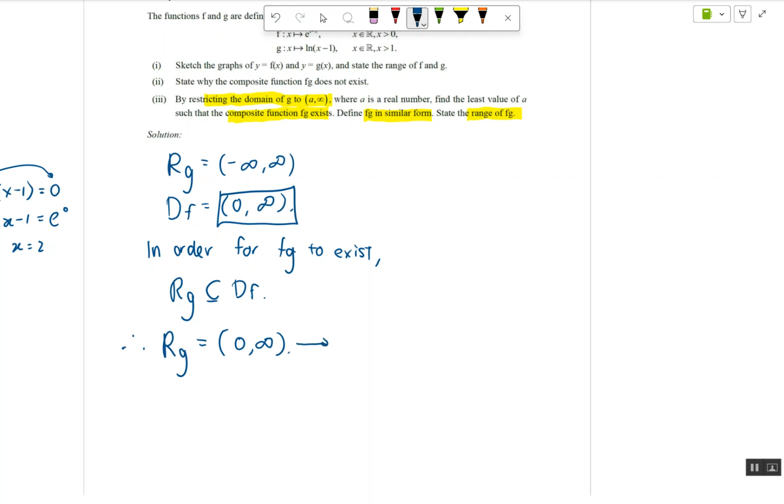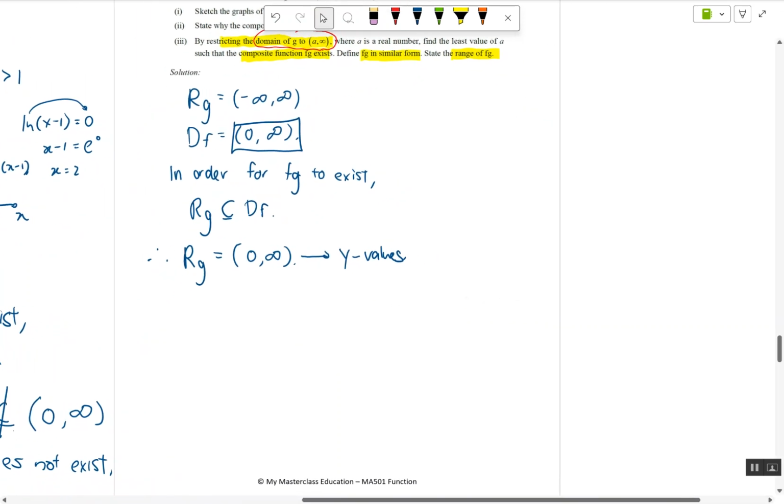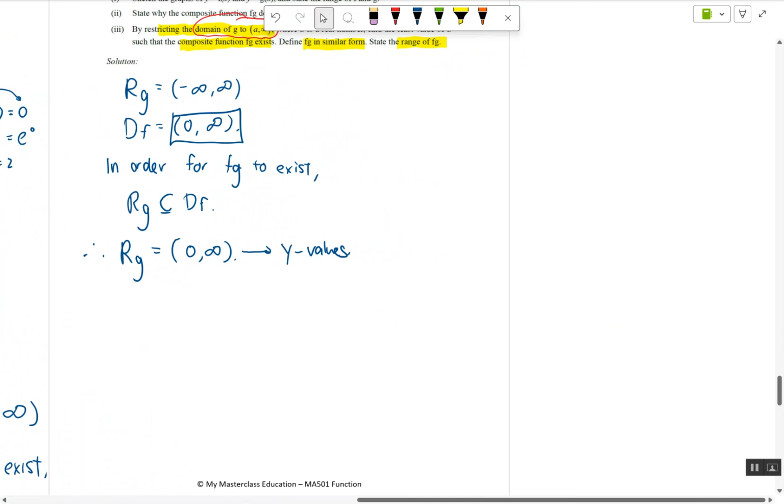Remember, range is talking about y values. The question is saying that I'm restricting the domain of g to become from a to infinity. So now we are doing it backwards. We are using the y values of g to find out what the possible x values of g are.